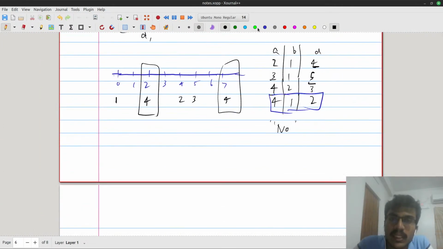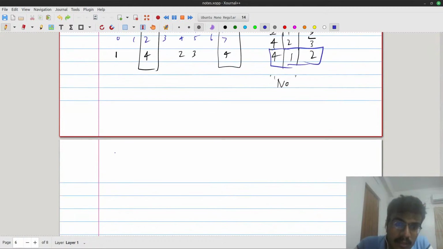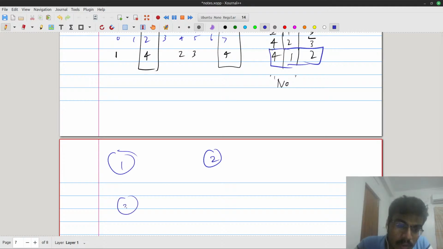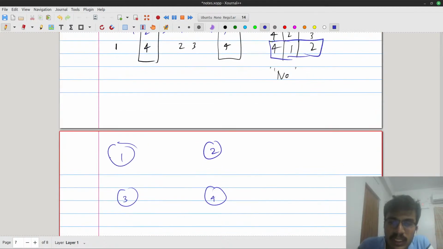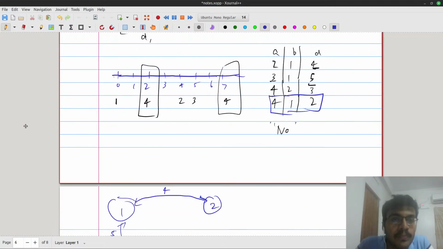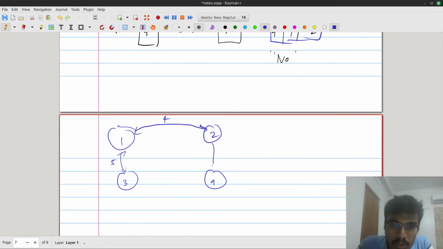It will be something like this. I'll draw it for this case. 1 is over here, 2 is over here, 3 is over here, and 4 is over here. The distance between 1 and 2 is 4 units, so here we can have an edge that says this is 4 units. The distance between 1 and 3 is 5 units, so I'll keep track of that also. The distance between 2 and 4 is 3 units, so this is basically 3 units.